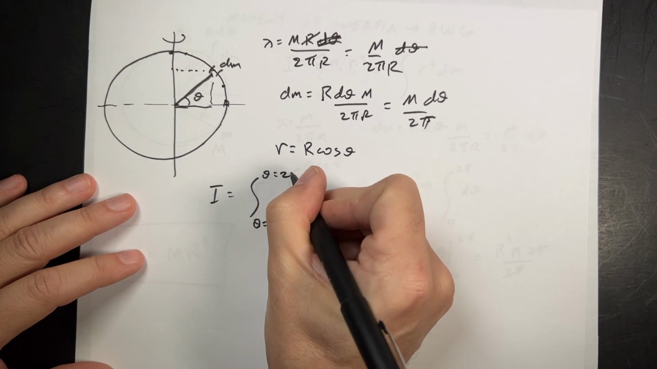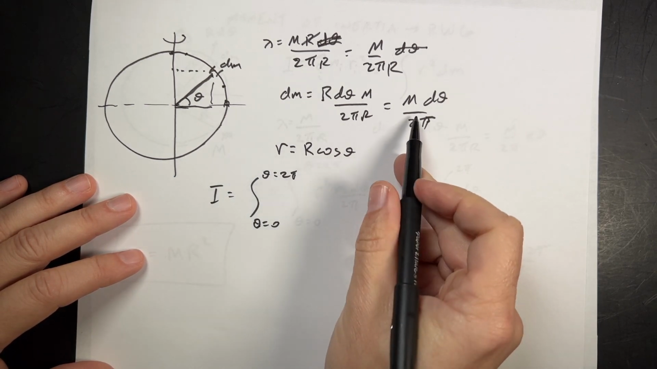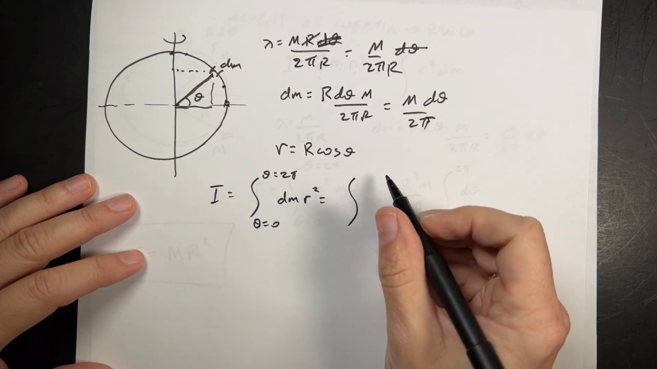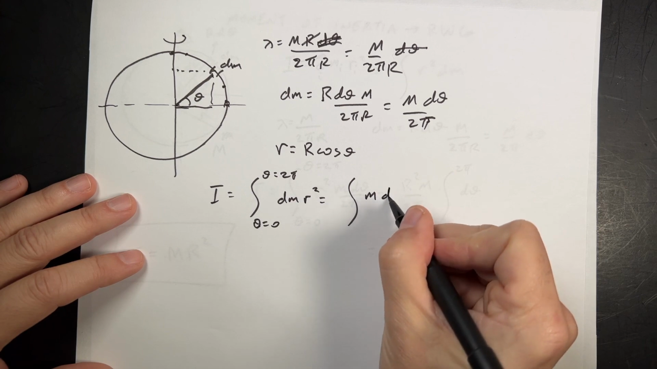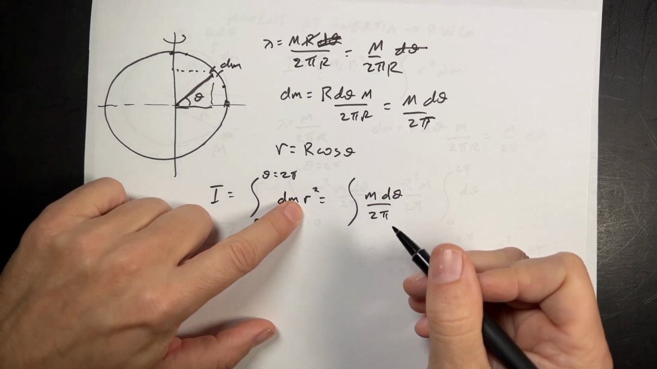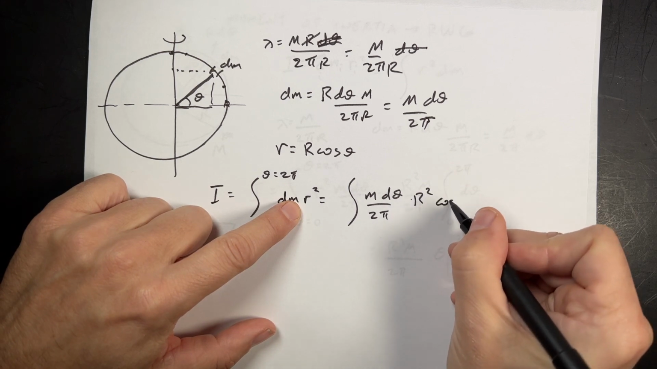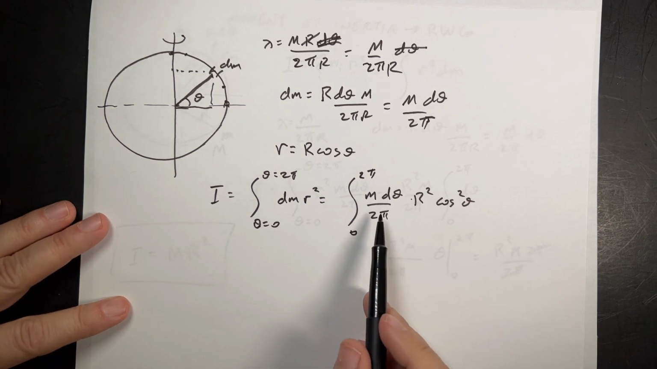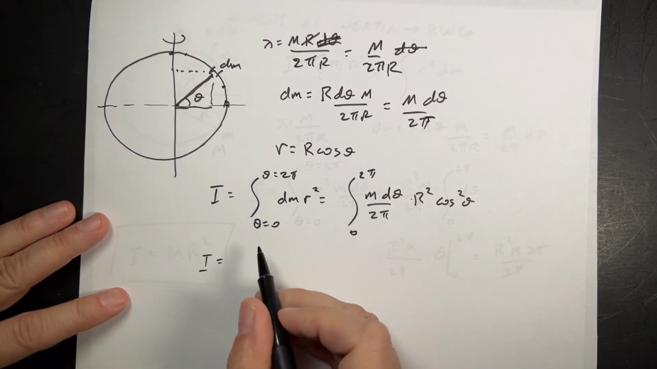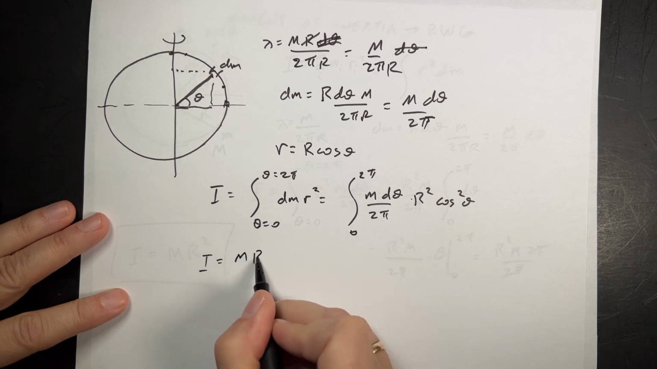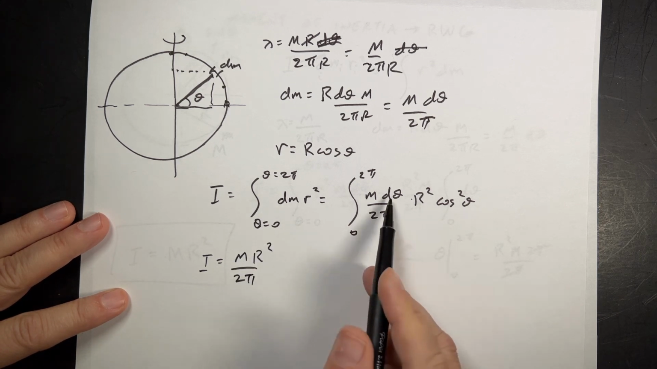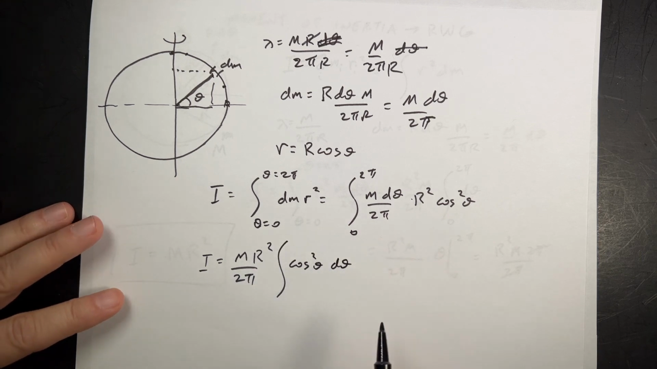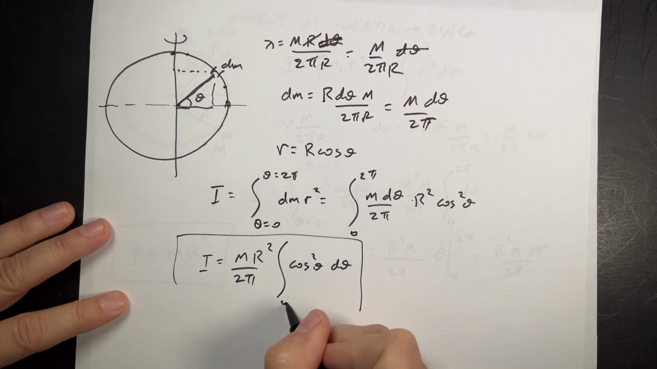So now I can write I is going to be the integral from theta equals 0 to theta equals 2 pi of dm r squared. That's going to be the integral of dm, which is m d theta over 2 pi, and then r squared is going to be r squared cosine squared theta, from 0 to 2 pi. Now I can pull out all my constants. So I have I is m r squared over 2 pi, and then the integral of cosine squared theta d theta, from 0 to 2 pi.